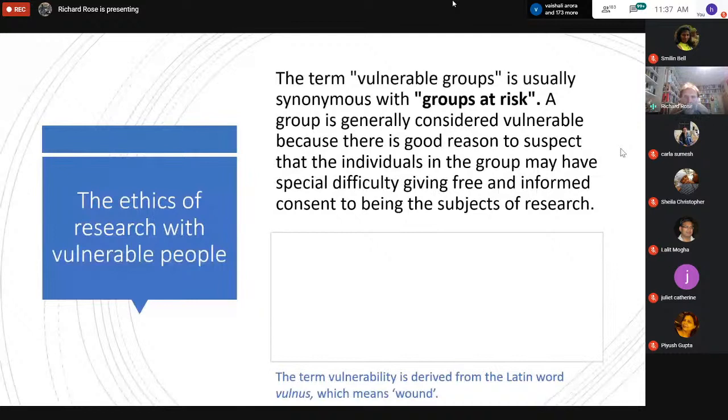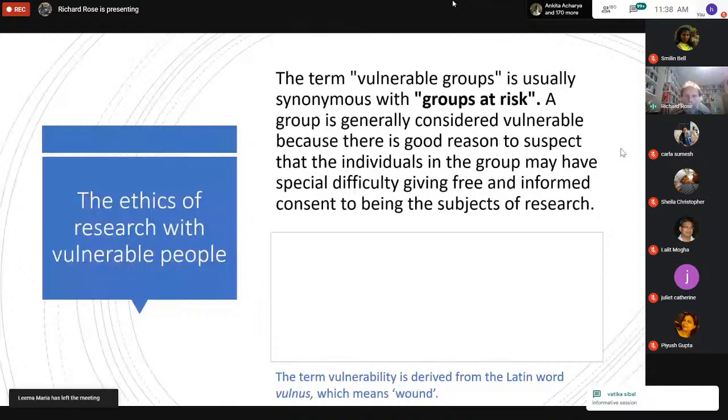A group is vulnerable because there is reason to suspect that the individuals in the group have difficulty giving free and informed consent to being the subjects of research. Consent and their willingness to be part of a research project may often be very complex. They may lack the understanding, the ability to actually give consent. I don't want to get into talking about gaining assent and all these issues. We don't have time now, but gaining informed consent can be very difficult from people of this nature.